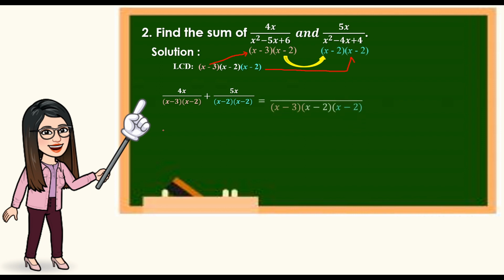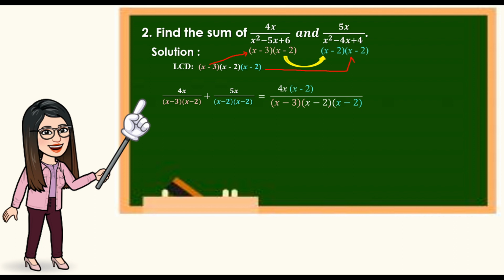Let us continue. Since we already have our LCD, let us write the LCD: the quantity of x minus 3 times the quantity of x minus 2 times the quantity of x minus 2. Let us divide this here and then multiply it here. So x times the quantity of x minus 3 times the quantity of x minus 2 times the quantity of x minus 2, divided by the quantity of x minus 3 times the quantity of x minus 2, times 4x. And it is equal to 4x times the quantity of x minus 2.